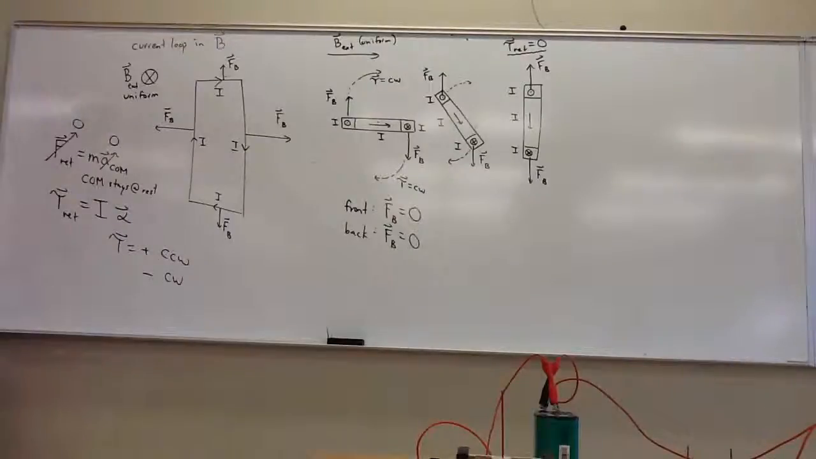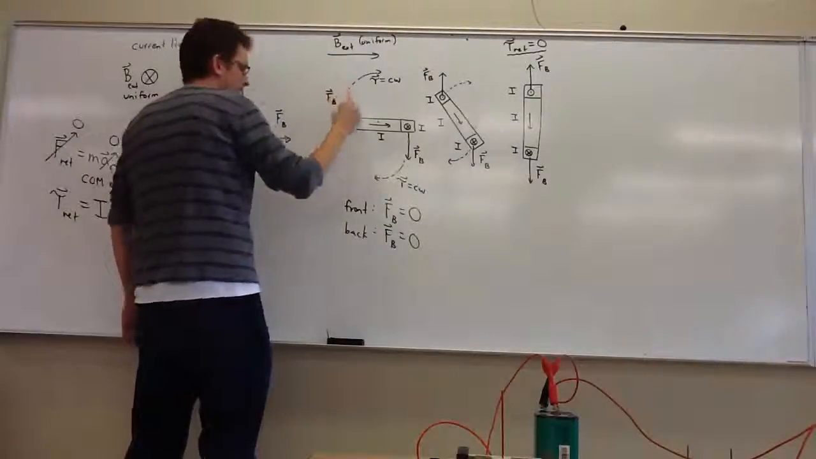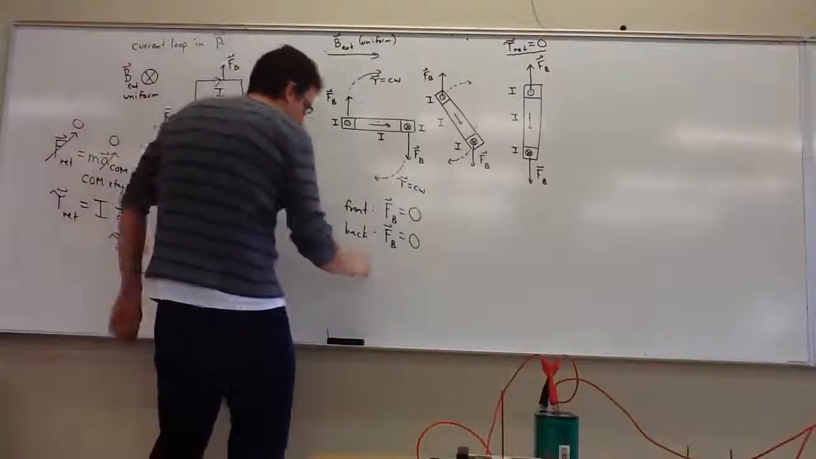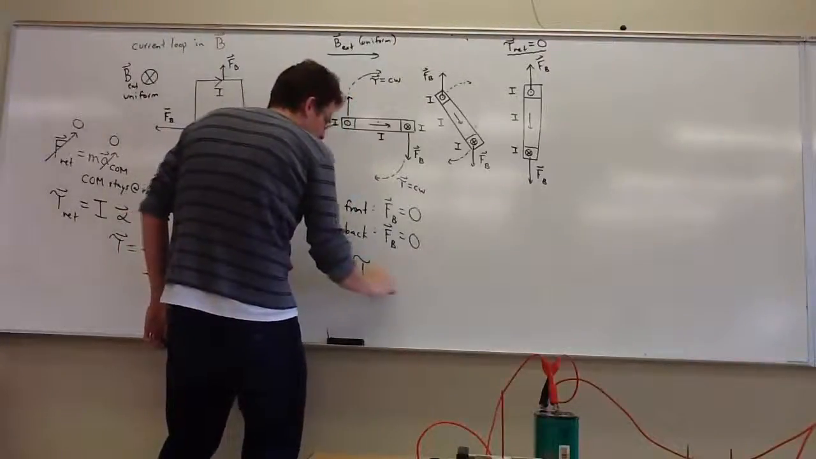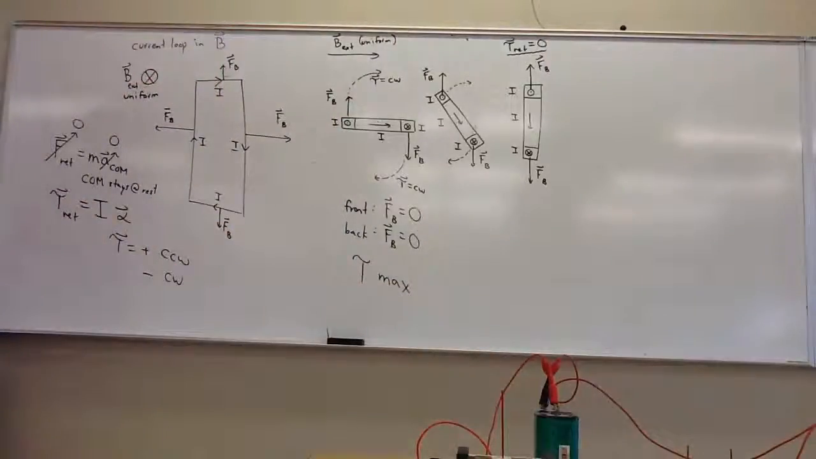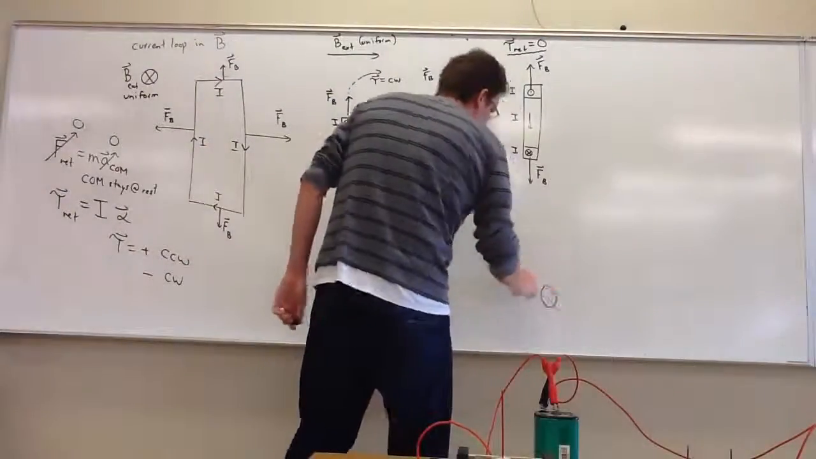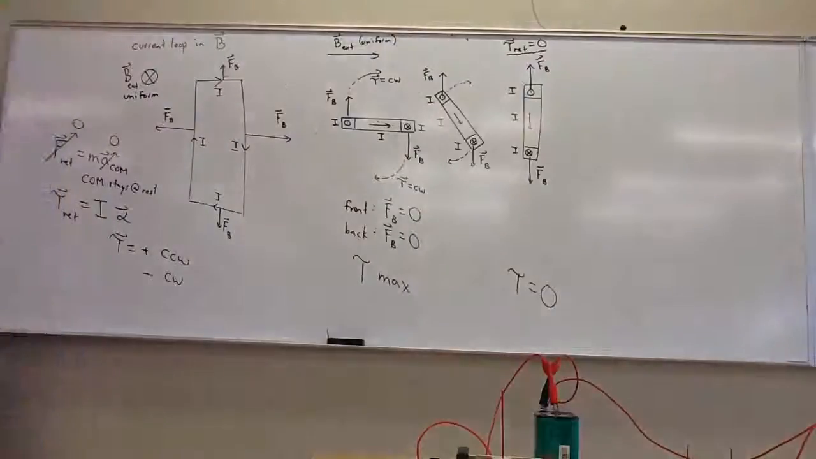I guess we should probably mention here that the torque at the first case is maximum. I should probably put it down here. So here the torque is maximum. You can see that the forces are oriented perfectly tangentially to the circle. And over here, the torque is 0, which is the minimum. So the torque is certainly not uniform on this thing.